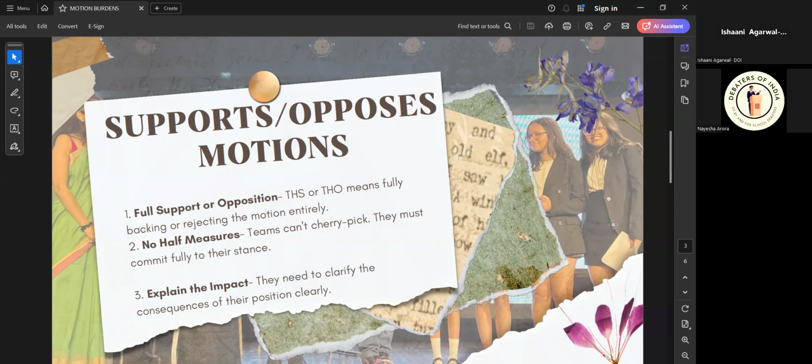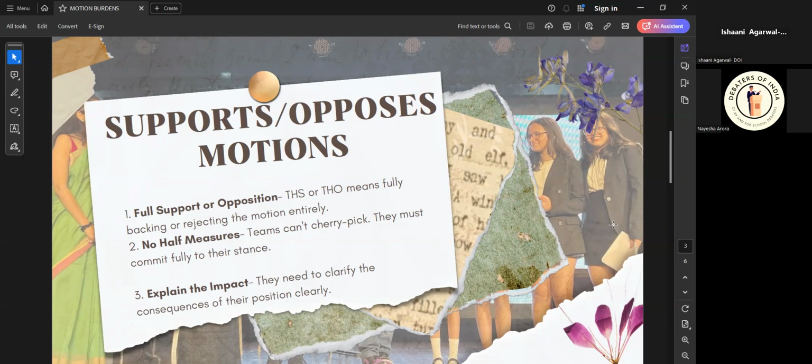You talk about what the impacts look like on your side of the house and what they look like on the opposition side of the house. You also end up discussing symmetrical and asymmetrical harms and benefits, which gives you a very 360-degree case and perspective. So, that is also something which is very important in this house supports and opposes motions.